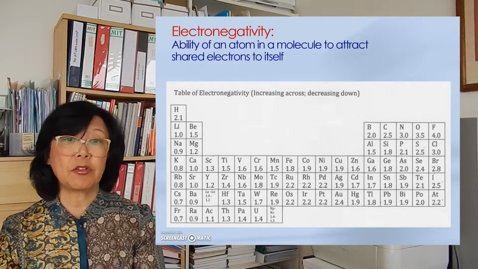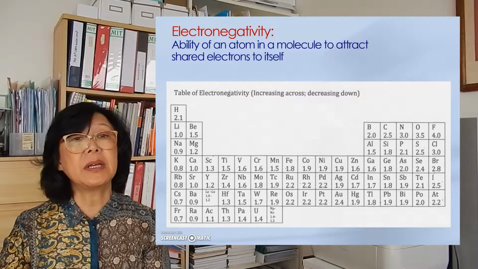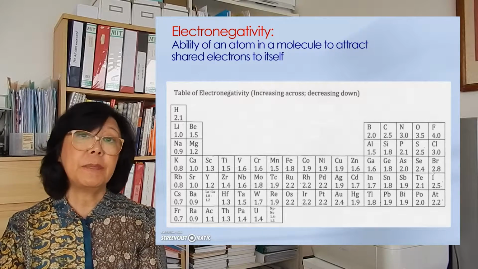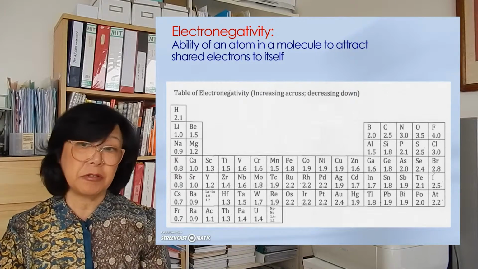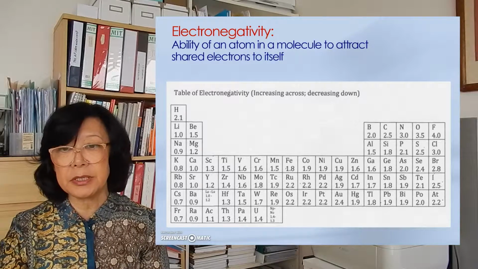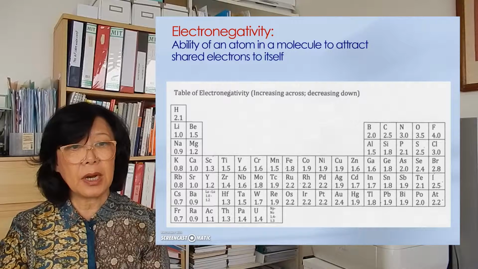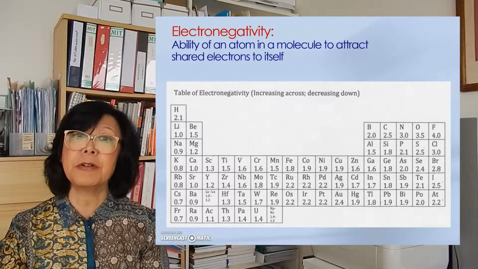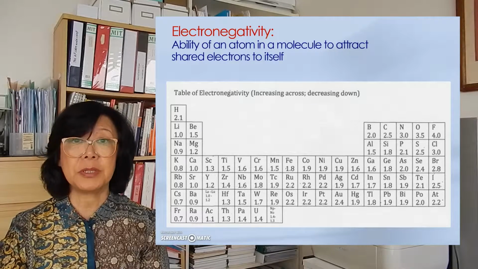Here's a table of electronegativity, meaning the ability of an atom in a molecule to attract the shared pair of electrons to itself, meaning the bond to itself. And when you look carefully across, we'll notice that it is increasing across the period, hydrogen being 2.1, and then lithium being 1.0, increasing to fluorine, the halogen, being 4.0.